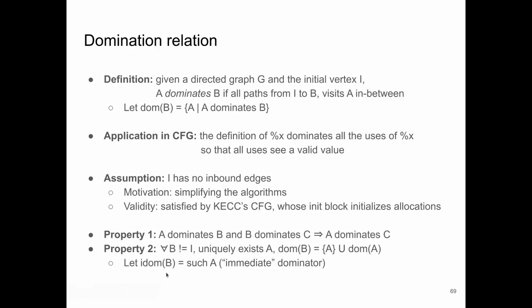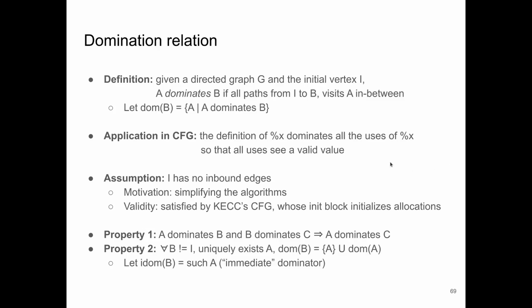So that's the reason why we call it the immediate dominator and define idom as such a function. So idom B is such an A that satisfies this property for B here. So yeah, using this idom, we will calculate this dominance relation very efficiently in the later slides.